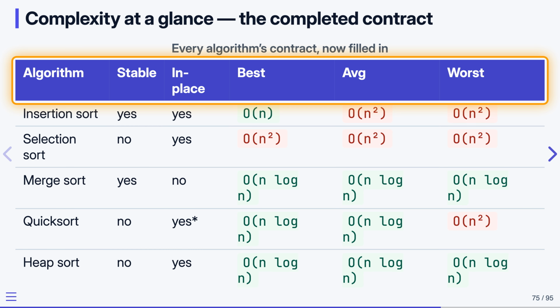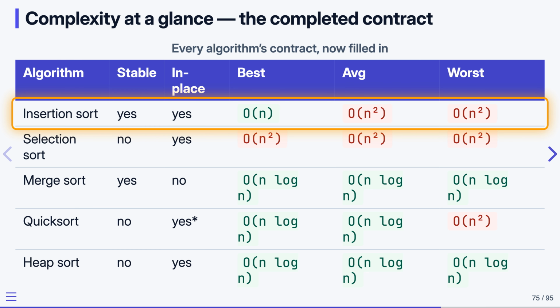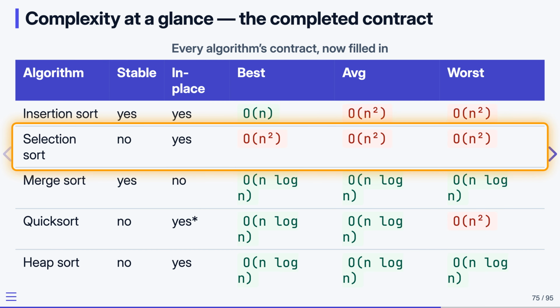Insertion sort is stable and in place. Its best case is O(n) on nearly sorted input. Its average and worst case are O(n²). Selection sort is not stable, but it is in place. It is O(n²) in every case, even when the input is already sorted.